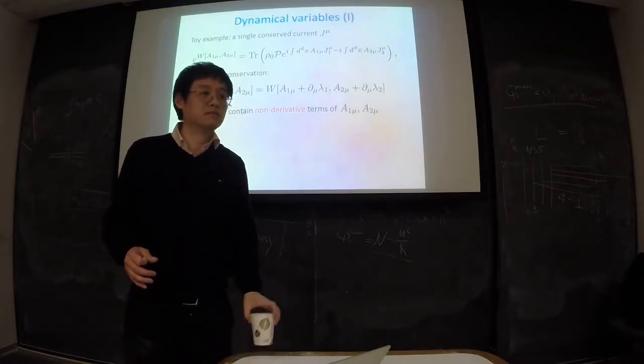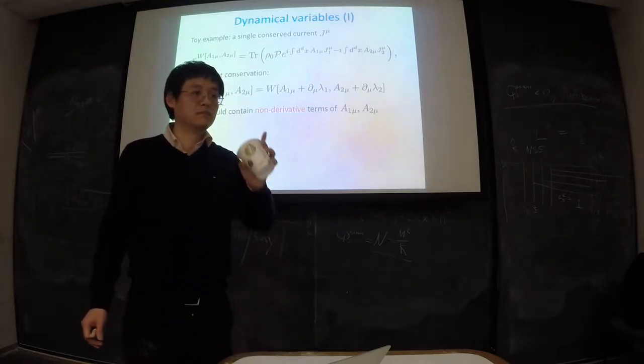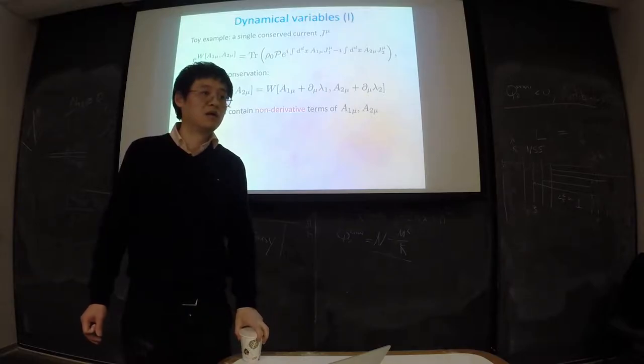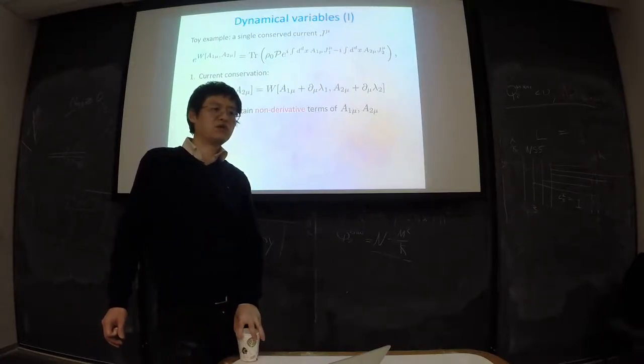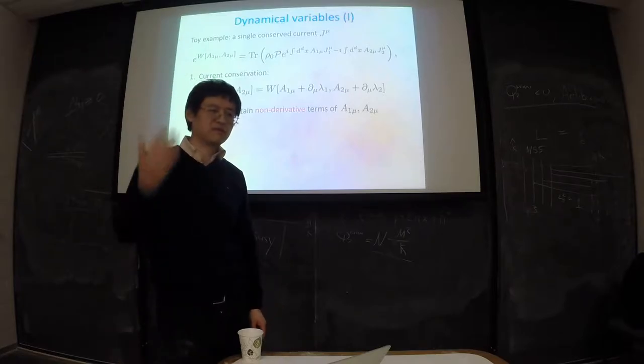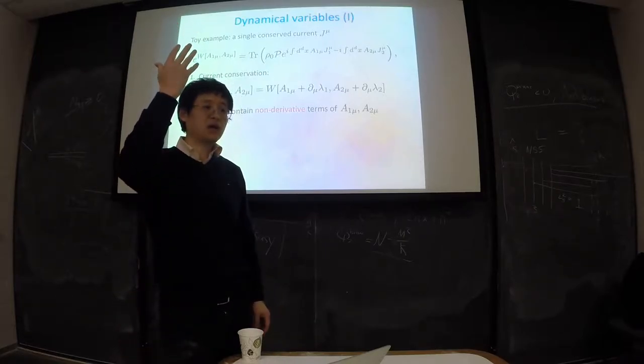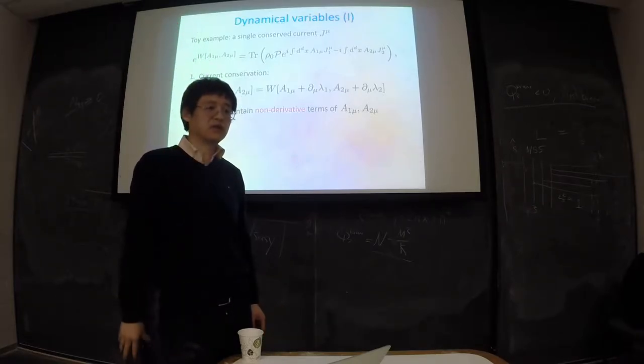The way we write effective Lagrangians, all the non-derivative terms are either interactions or masses for the fields. This is the generating functional. You integrate out everything, you really integrate out everything, and this generating functional only depends on the external field.